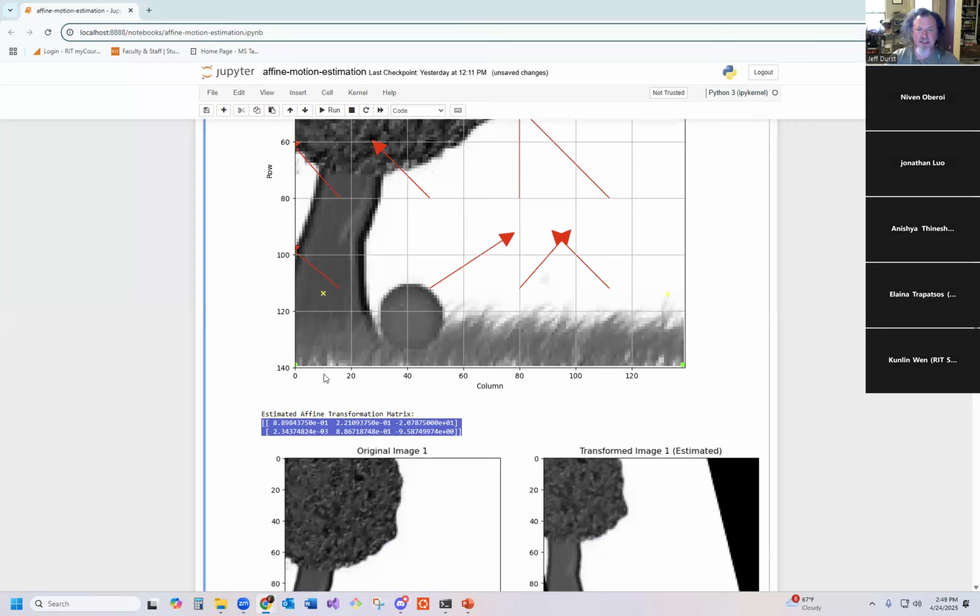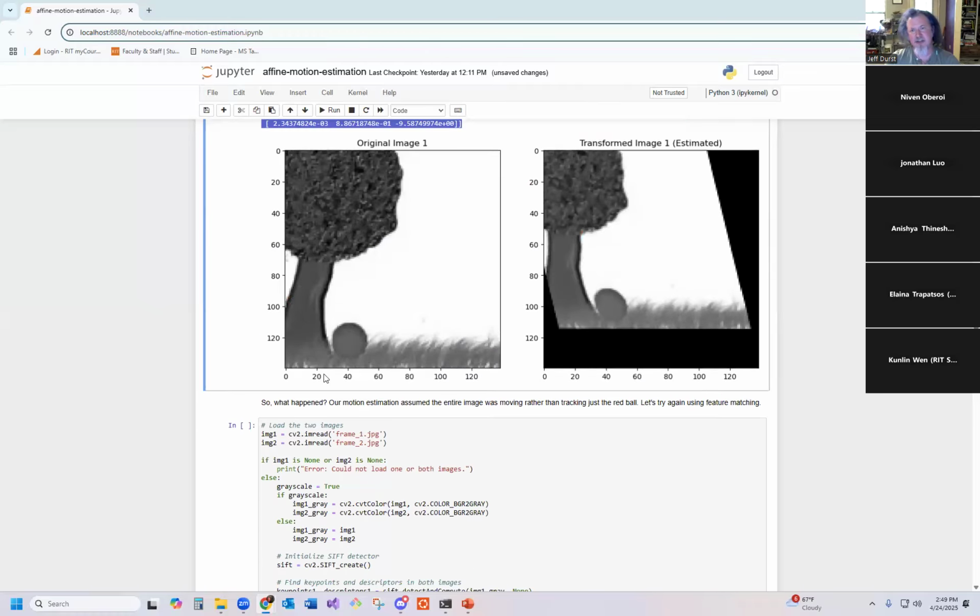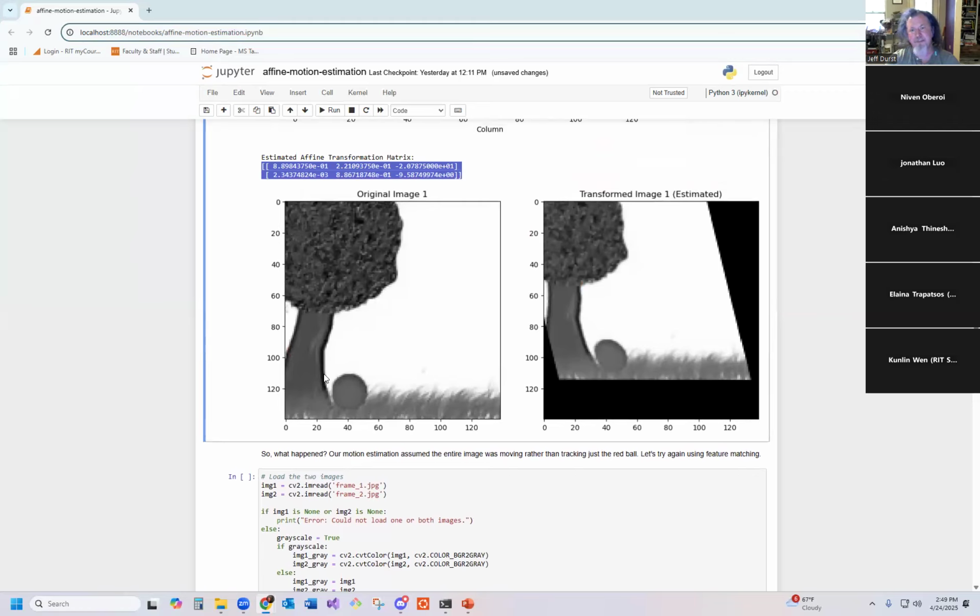And what we're going to see is, if we look at the transformation, the ball hasn't moved. It's actually flipped this kind of this way, right? So what's happened here is, when I just gave it a block search and some frames, OpenCV assumed I meant I want to know how the global image is moving. It assumed everything was moving, not just that red ball.